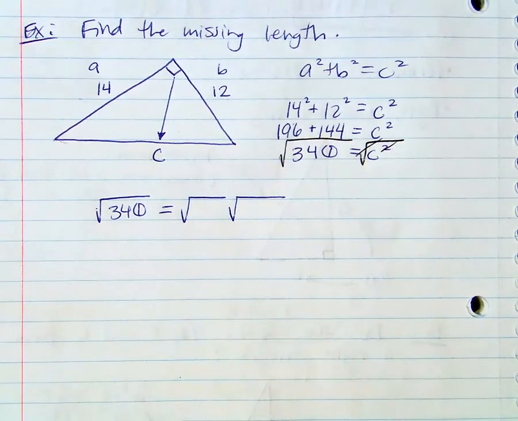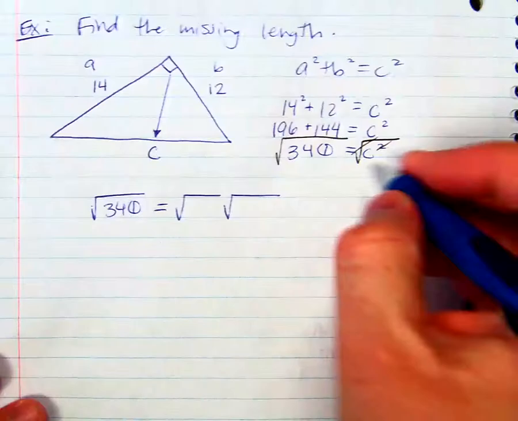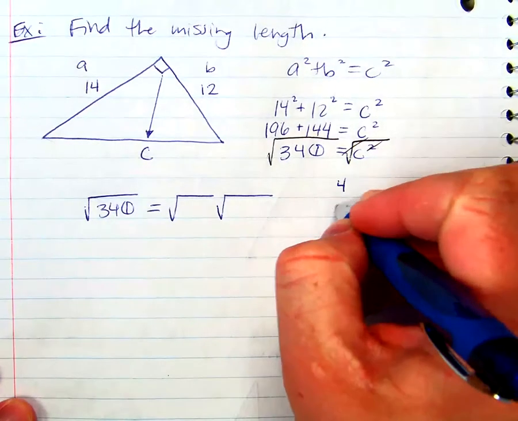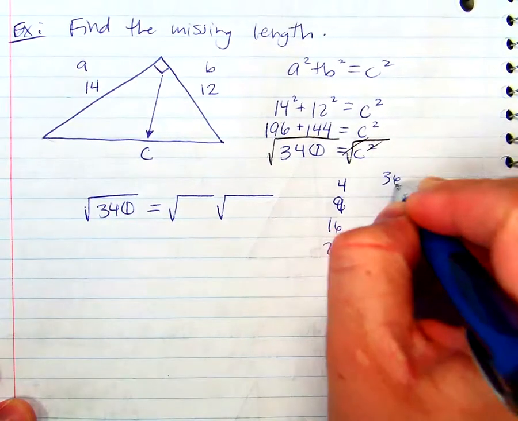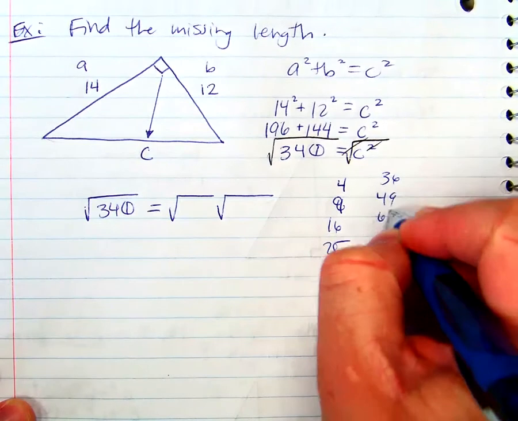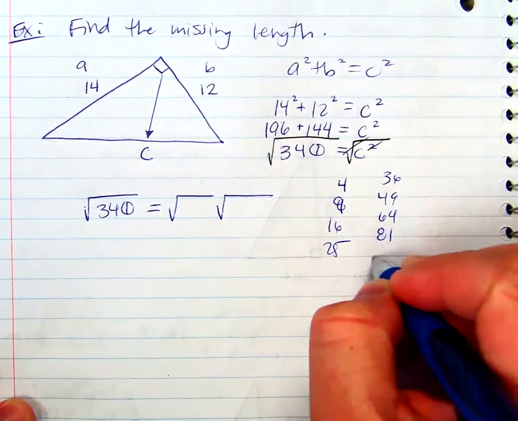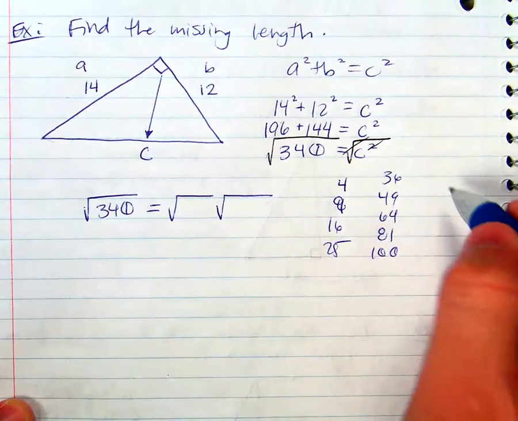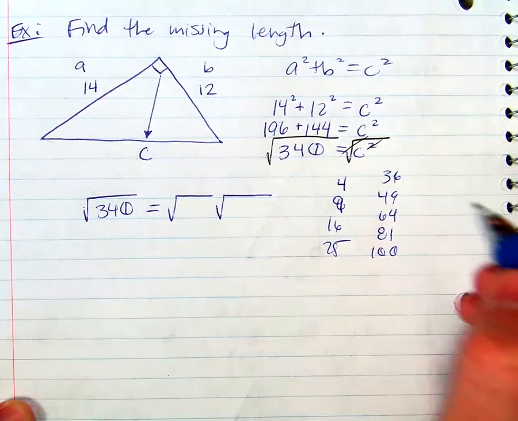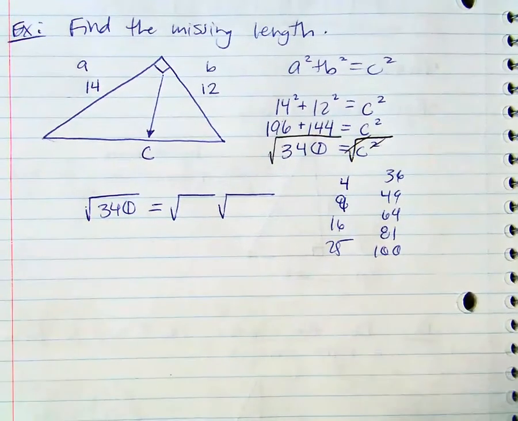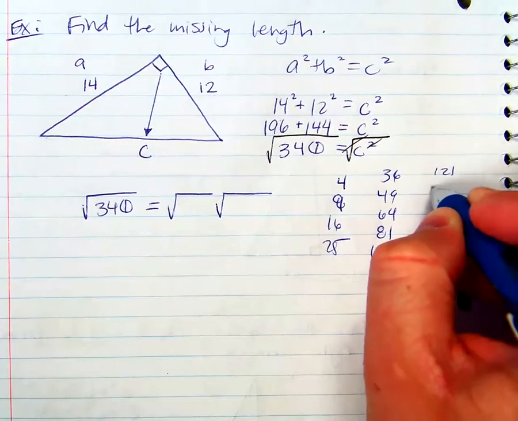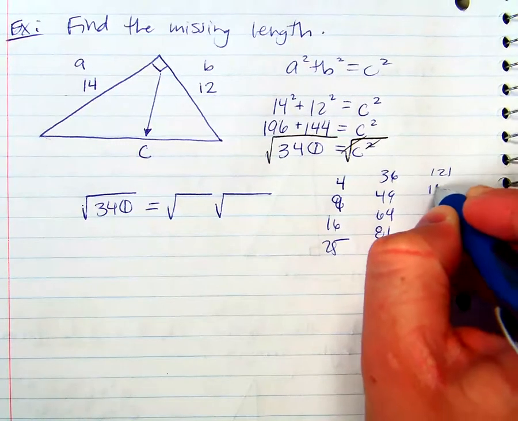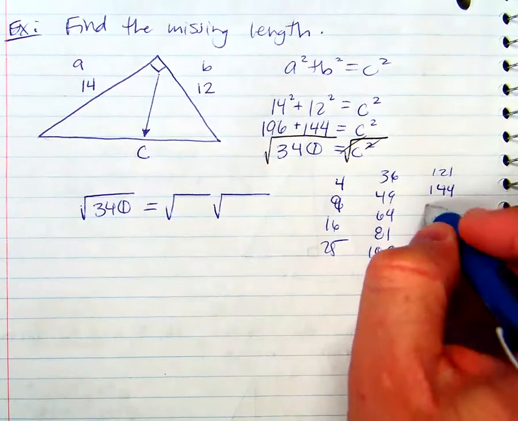So this takes us back to what we were doing at the beginning of the period when we were simplifying square roots. So taking a look at all the different square numbers that we could have, we need to find one that goes into 340 evenly. Whether it's 2 times or 3 times, it doesn't matter how many times it goes in, but we need to find one of these square numbers that actually fits into our number here, 340.